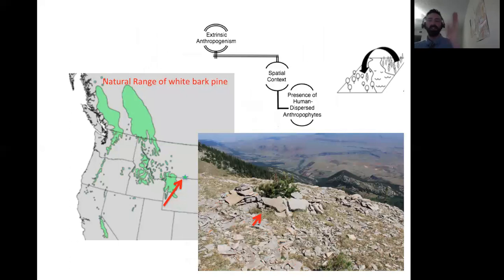So moving on to another category in extrinsic anthropogenism is the spatial context. First one worth looking for is the presence of human dispersed anthropophytes. So here, even though whitebark pine is a native species, it is outside its natural range here in the Pryor Mountains, growing up out of a Crow fasting bed.